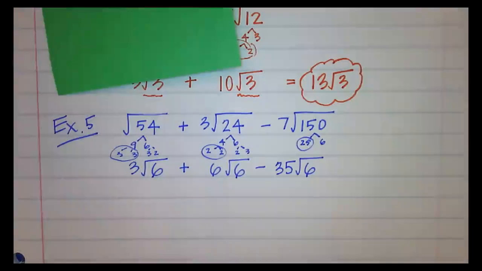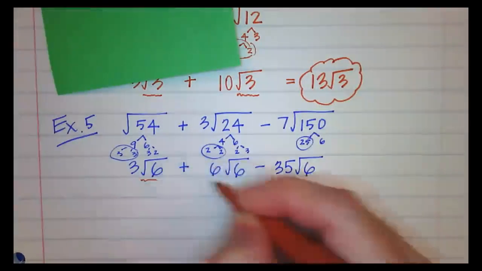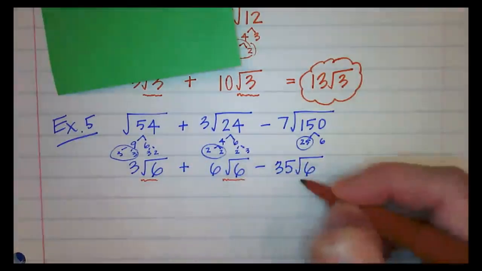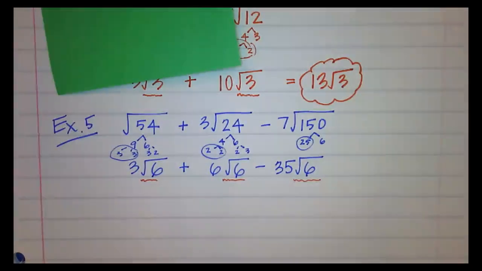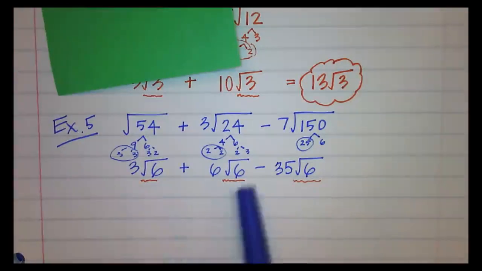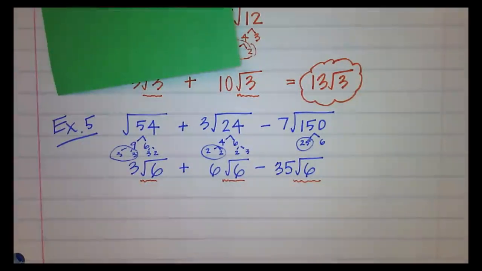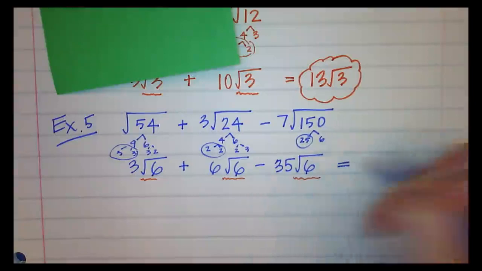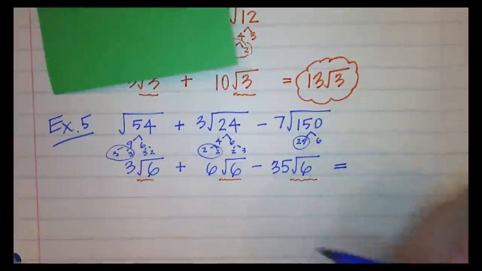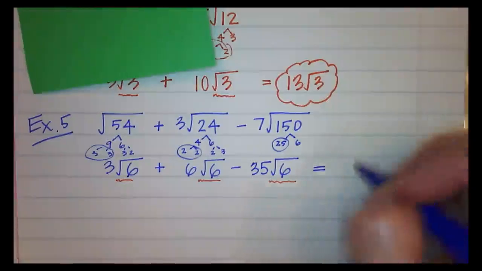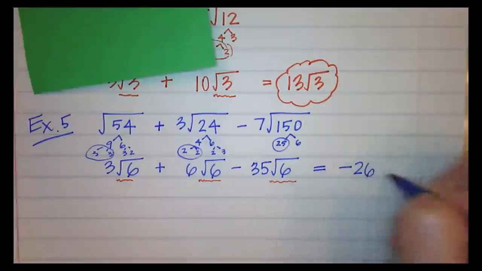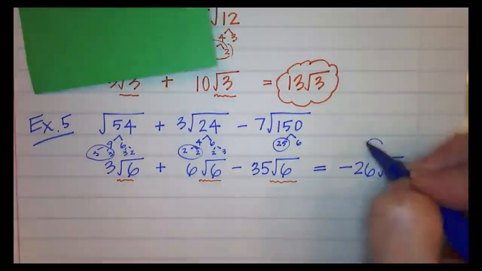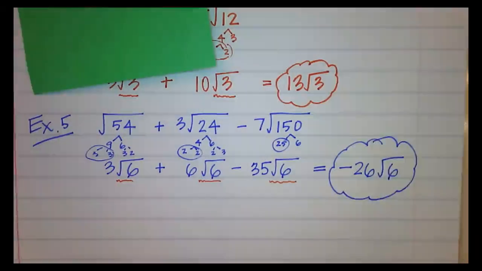All right, so now what I'm going to do is look and see if I have common square roots. So I have 3 square roots of 6 plus 6 square roots of 6 minus 35 square roots of 6, so all those can be combined together. So 3 square roots of 6 plus 6 square roots of 6 would be 9 square roots of 6. And 9 square roots of 6 with negative 35 square roots of 6 is going to leave me with negative 26 root 6. So that is our answer.